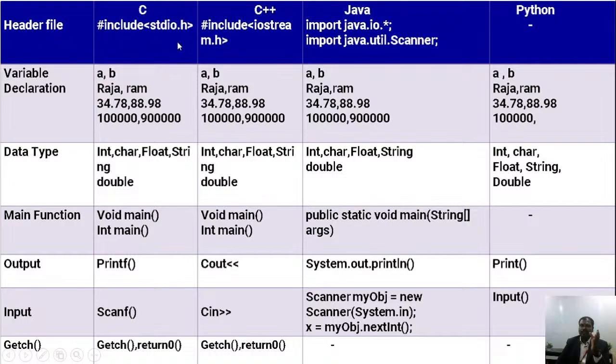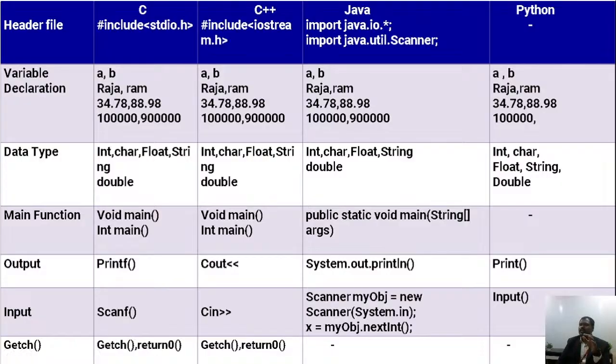We can use #include stdio.h, or #include iostream.h in C++, then import java.io in Java, and also java.util.Scanner in Java. In Python, we don't use any header file. We can directly use library functions, right? There is no header file in Python. Variable declaration is always common to all programming languages.